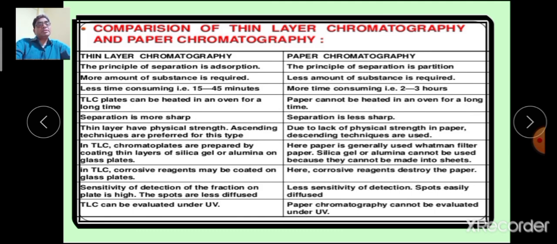With this, we have completed our chromatography. Thank you.